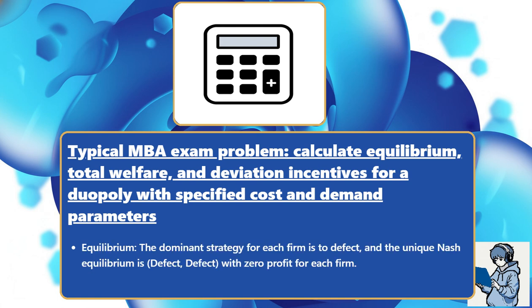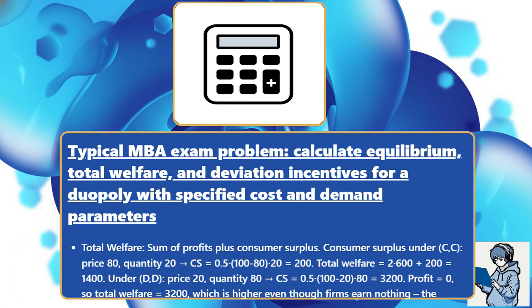Equilibrium: the dominant strategy for each firm is to defect, and the unique Nash equilibrium is defect, defect, with zero profit for each firm. Total welfare: sum of profits plus consumer surplus. Consumer surplus under cooperate, cooperate: price equals 80, quantity equals 20, consumer surplus equals 0.5 × (100 − 80) × 20 = 200. Total welfare equals 2 × 600 plus 200 equals 1,400.